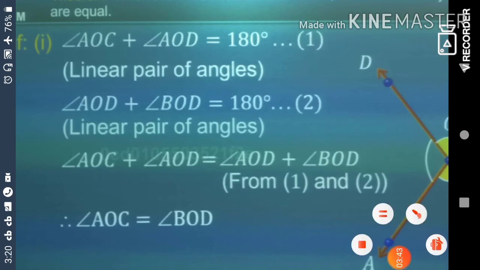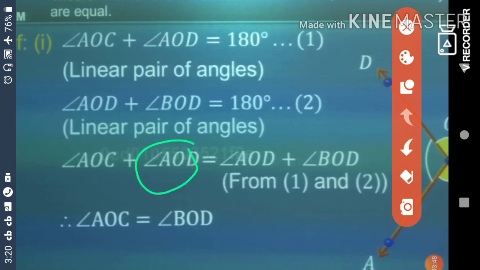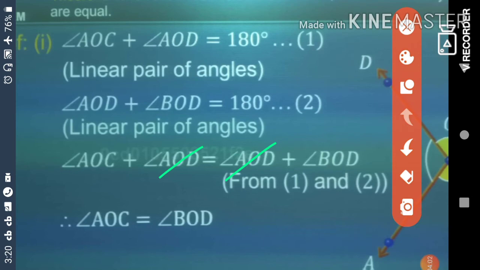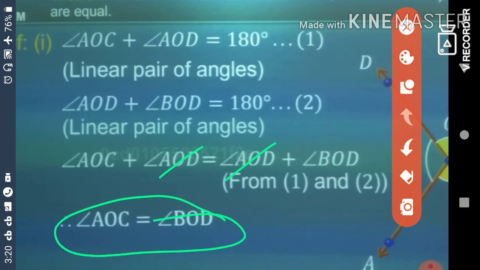Now if you check properly, you will find a common thing. What is common here? AOD. So we can cancel AOD from both sides. What is left? Angle AOC equals angle BOD. We have cancelled AOD from AOD, because when we move it to the other side, it cancels. This is the thing we had to prove, so the first part is proved.